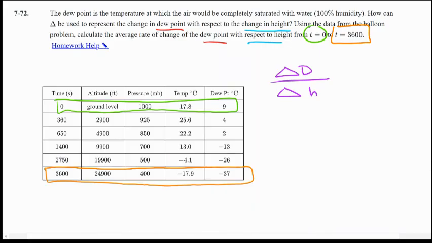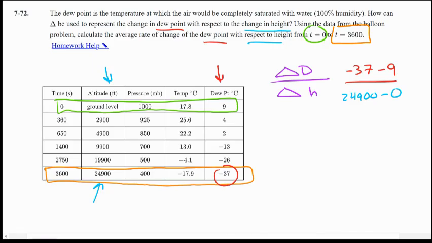So we're saying, what's the change in the dew point, which is all this information here, over the change in the height, which is right here, or the altitude. When I do this, I'm going to talk about the dew point first. I'm going from 9 to negative 37, so this is my second y value minus y1. And then for the altitude, I have x2, which is 24,900 minus ground level, which is just 0.